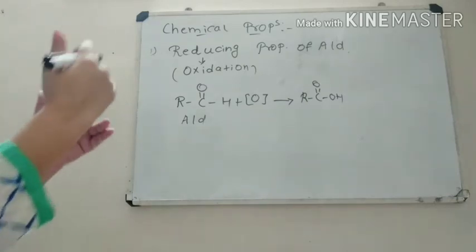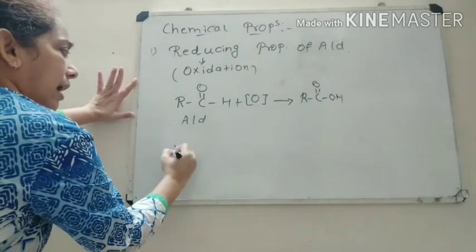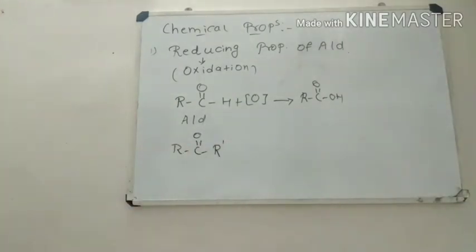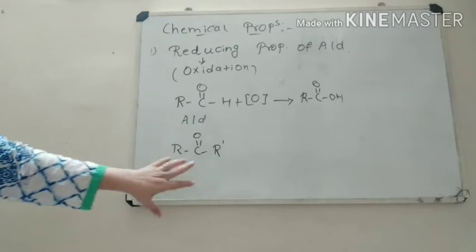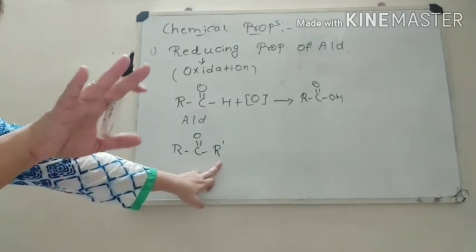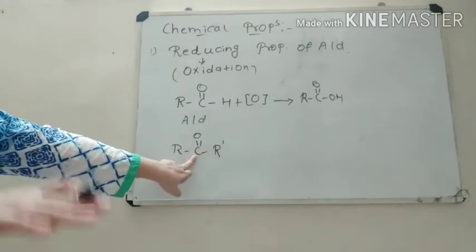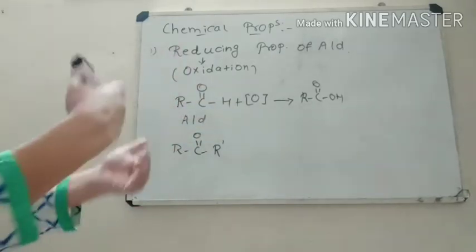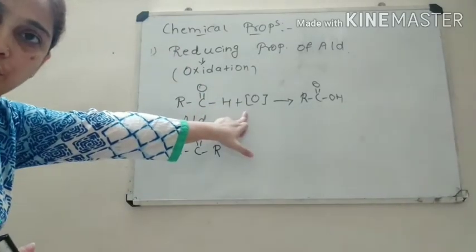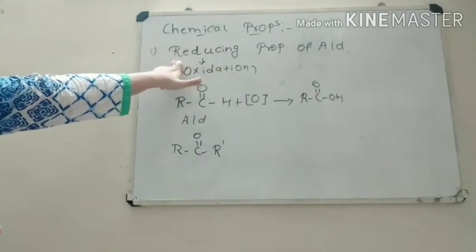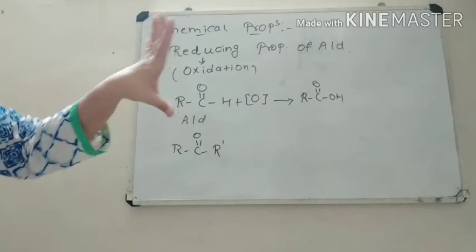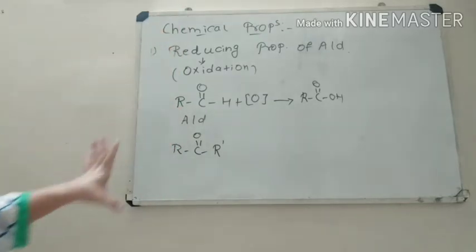Suppose we take the general formula of the ketone, R-C=O-R'. In this ketone, hydrogen is not directly connected to the carbonyl carbon, so it does not readily undergo oxidation. So this reducing property is only shown by the aldehyde, not by the ketone.